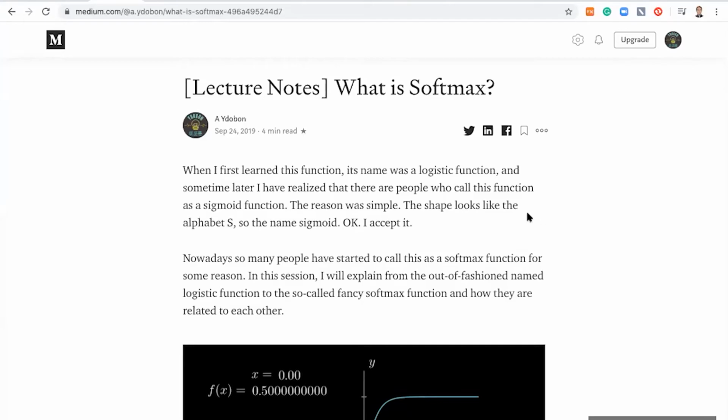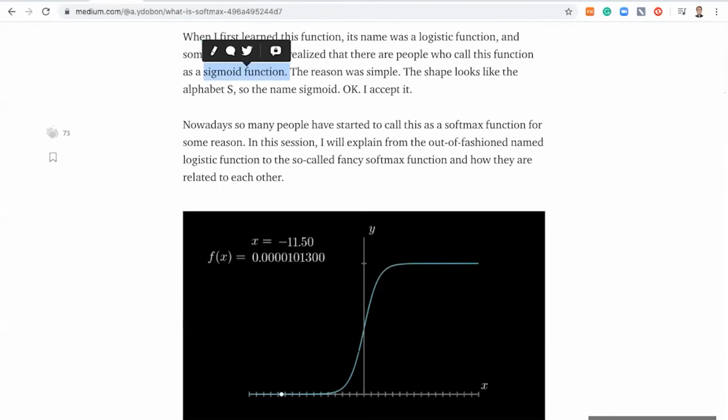So I wrote down some stories about me, about the Softmax. When I first learned this function, its name was not the Softmax. Its name was the logistic function. And that's what I learned when I was 20. And then sometime later, I realized that not everybody calls this function the logistic function. Some people call it a sigmoid function. I tried to find the reason why they call it a sigmoid function, and the reason was really simple. It looks like an S shape. So they call it a sigmoid function.